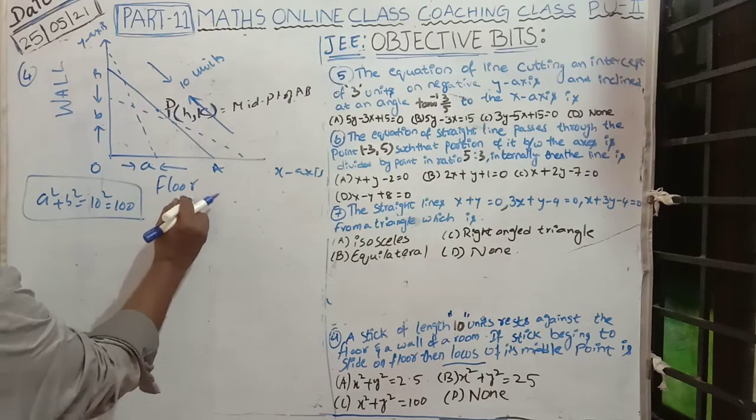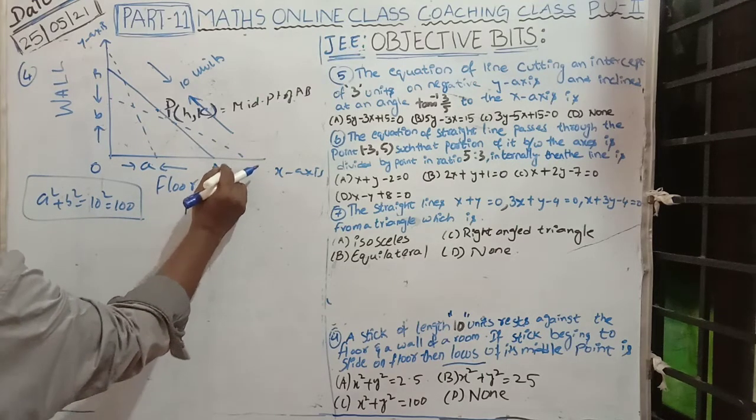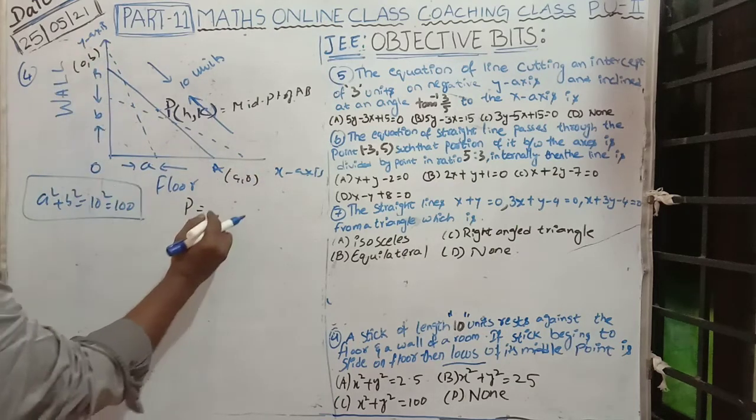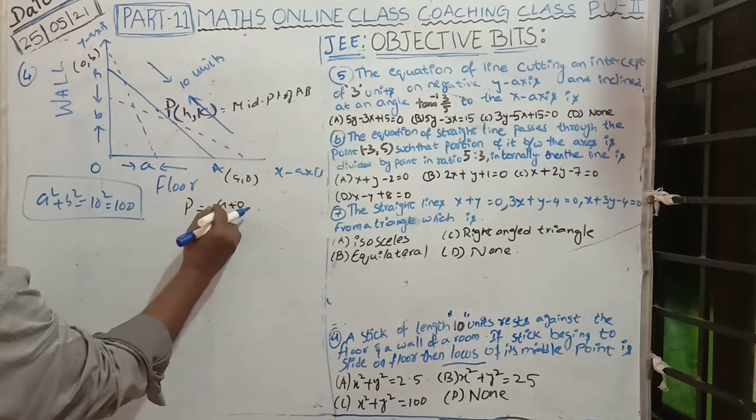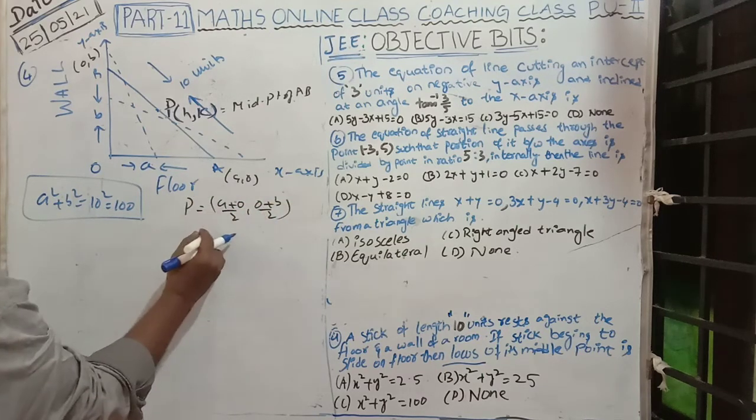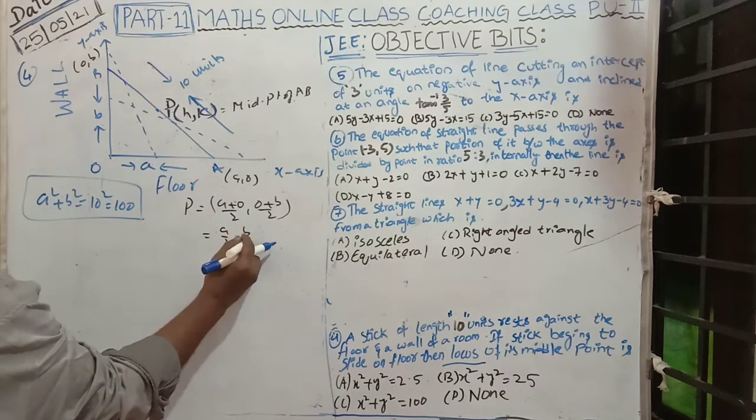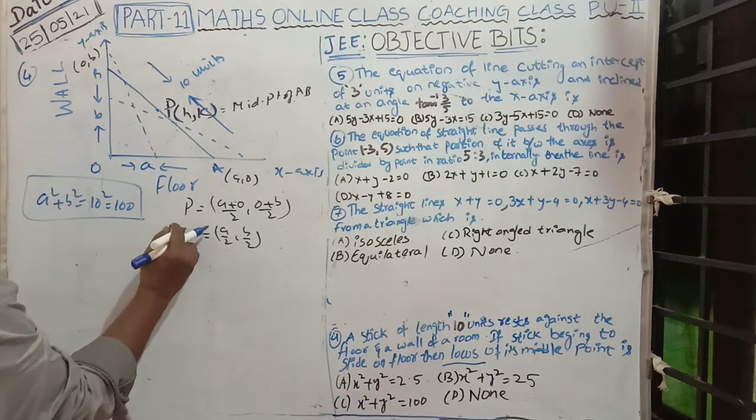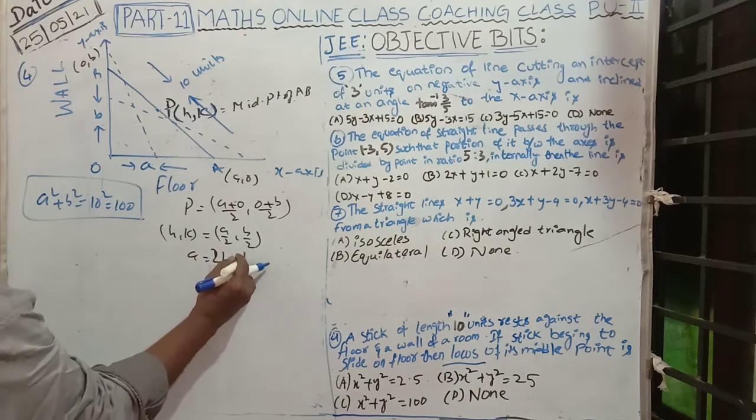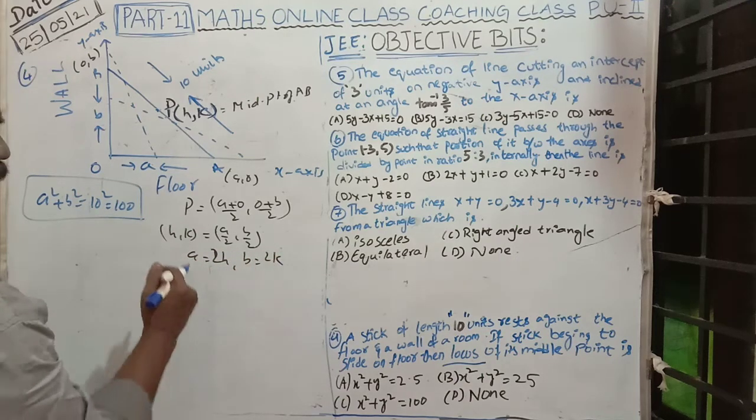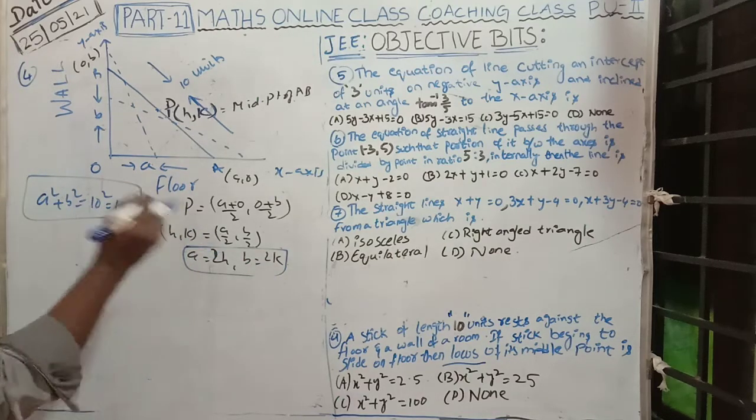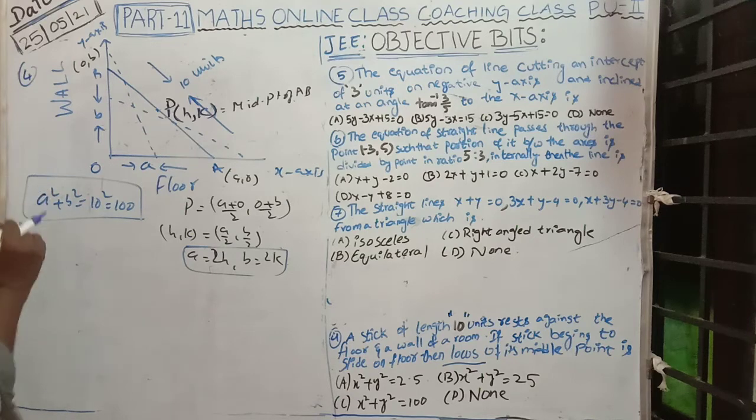Then what is P? P is the midpoint of A comma 0 and 0 comma B. So it is A plus 0 by 2, 0 plus B by 2, midpoint. So it is A by 2 comma B by 2. It is h comma k. So A is equal to 2h, B is equal to 2k. That is the condition. From the condition we get that result. You substitute in this one.